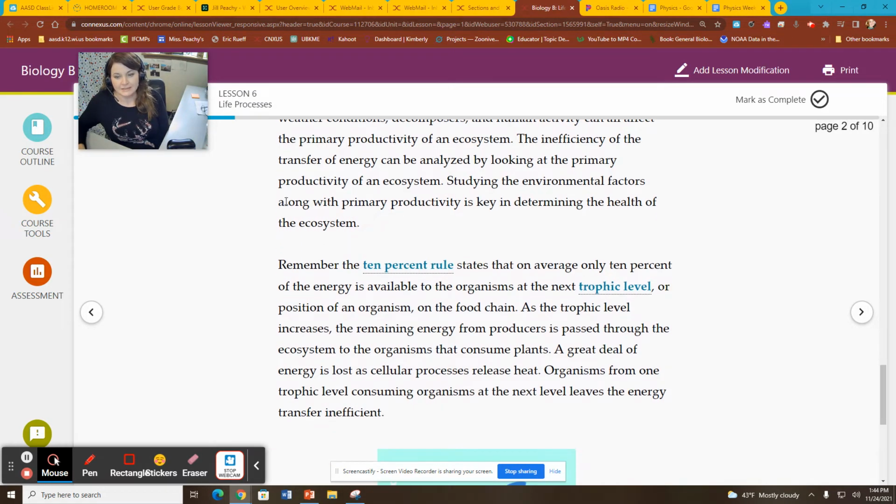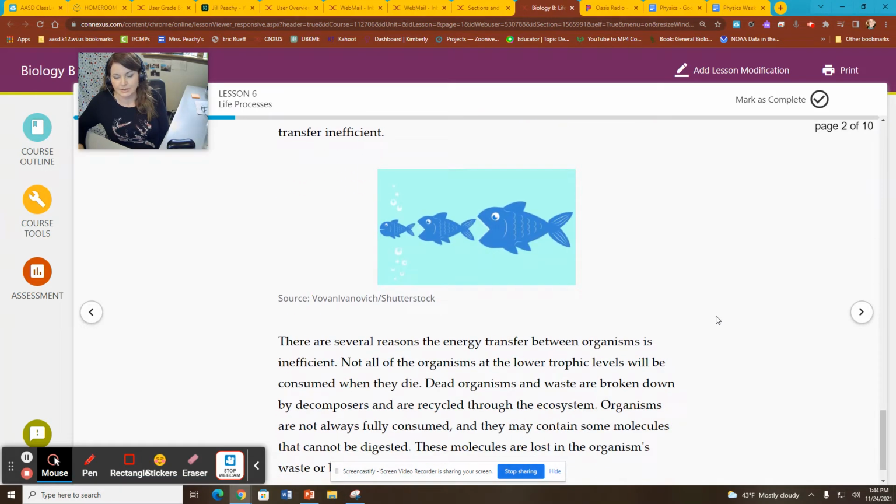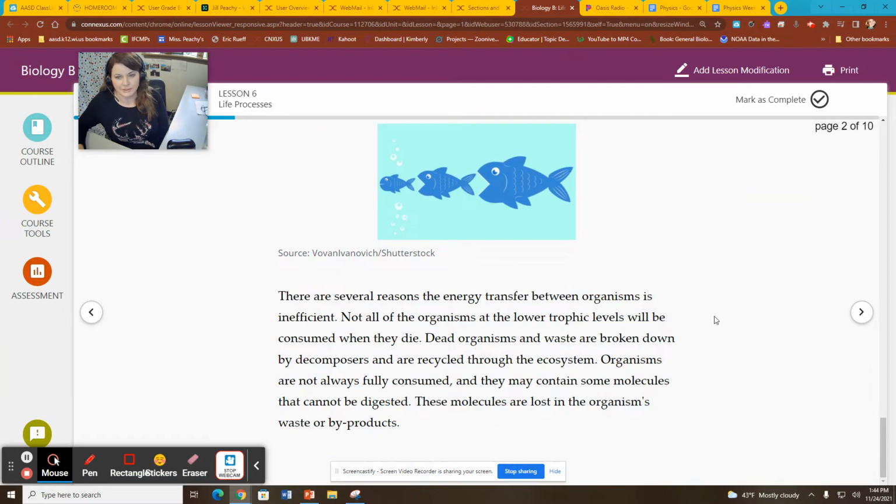But not all systems have or use available exactly 10%. Some are actually more efficient, and you'll see more than 10% transferred from one trophic level to the next. Some actually have less efficiency. They have less than 10% transferred from one trophic level to the next. And so the lesson talks about the reasons why this changes. Like, why is it either more or less inefficient?